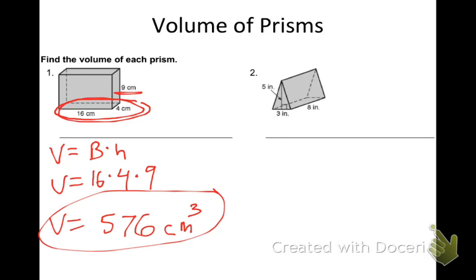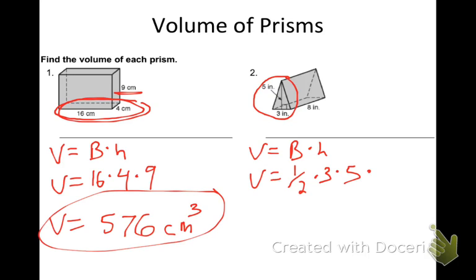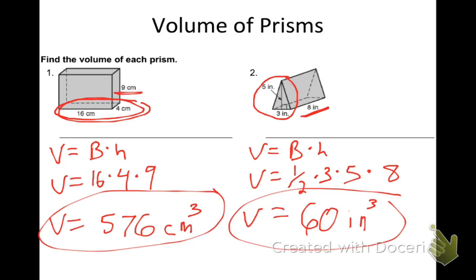That is key. Number 2. Where's my base at number 2 now? My base is the what shape? Triangle. How do you find the area of a triangle? Half the base times the height, right? So it's 1/2 times 3 times 5. And then take that times, what's my height going to be then? 8. So my volume here comes out to be what's it going to be, Troy? 60 inches cubed. Nice job.